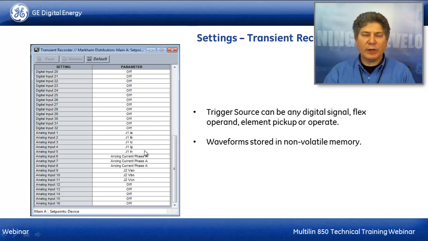Analog values, so we can monitor any one of the RMS values, the phasors, anything that's analog values that we could record here. I've got a couple of examples here. We're looking at some current inputs and arcing current and some voltage inputs. All these waveforms are stored in non-volatile RAM. What does this mean? Even though we cycle power on the relay, we will not lose the waveforms. They're stored in memory. This was an issue with the SR750 or with the SR relays, where if you cycled power in the relays, you would lose the waveforms from memory.